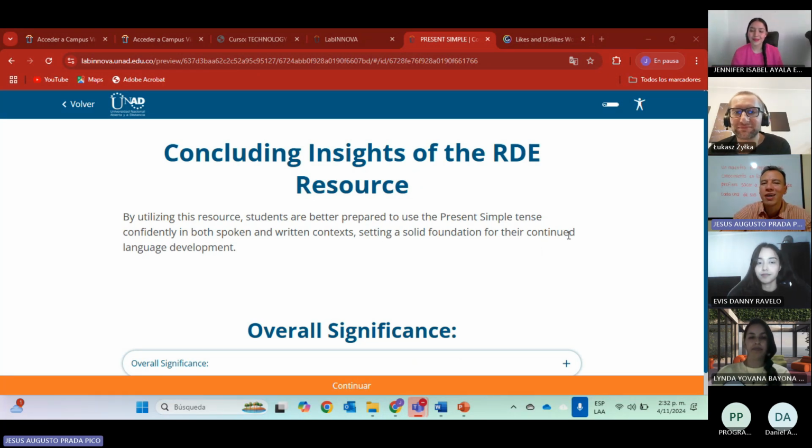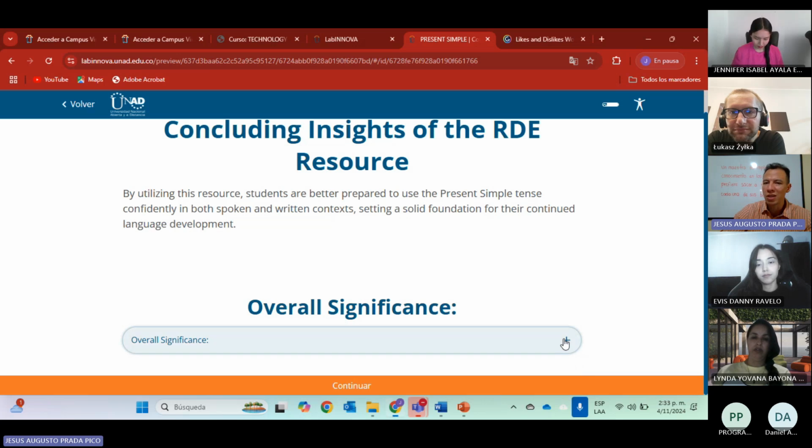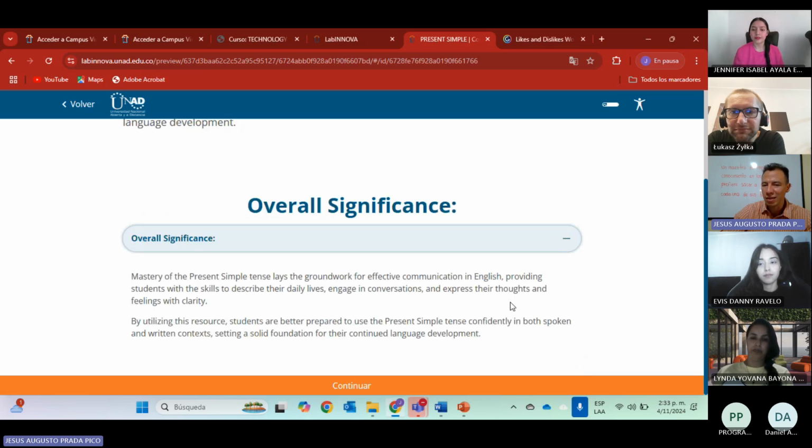Just to conclude this class, we are going to express some ideas about these activities. And if you want to share something, or say something about this class, you can speak as well, right? By utilizing this resource, students are better prepared to use the present simple tense confidently in both spoken and written contexts, setting a solid foundation for their continued language development. Now here we have some overall significance that you can see. Could you please help me to read this information?